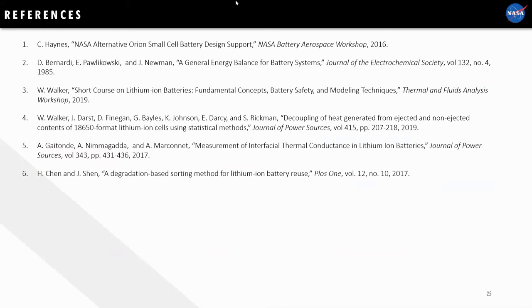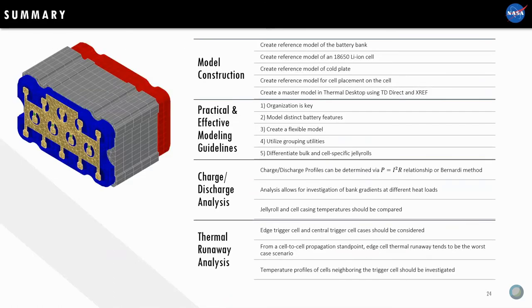Can you give us an idea of which parts of the model have a higher thermal conductivity? So maybe, Kylie, you could go back to one of your pictures of the bank and then point out which parts are the higher conductivity parts and which are the lower conductivity parts.